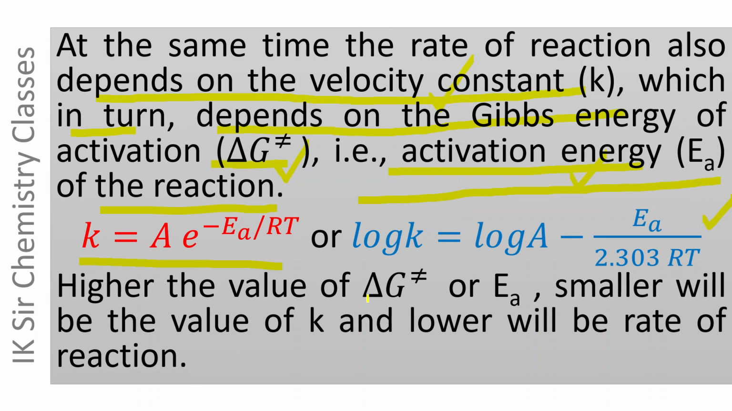Higher the value of delta G‡, that is activation energy, smaller will be the value of K, and lower will be the rate of reaction. Thus, it is obvious that the rate of second order electron transfer reaction by outer sphere mechanism depends upon the Gibbs energy of activation, that is activation energy of the reaction.